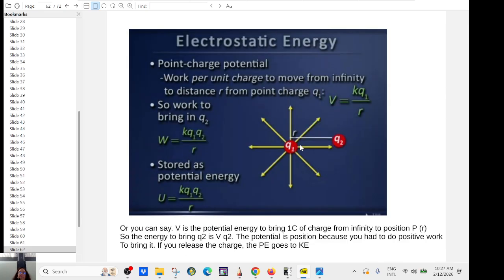So if you have, in that case, it's easy. You take Q1 and it takes no effort. You just place it here. There is nothing for you to do. And then if you take Q2, you have to push it. All the work that you are doing will be called the electrostatic energy of the configuration, both of them. So in that case, it will be just K Q1 Q2 over R.